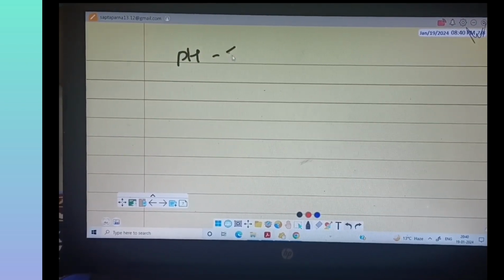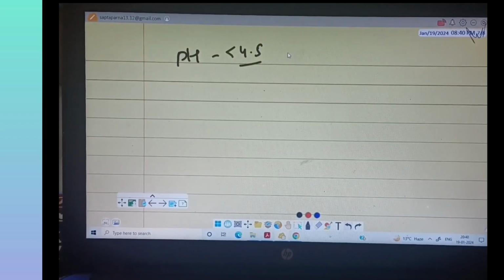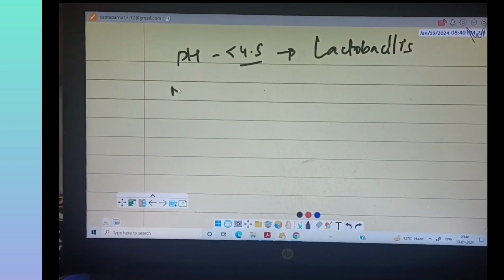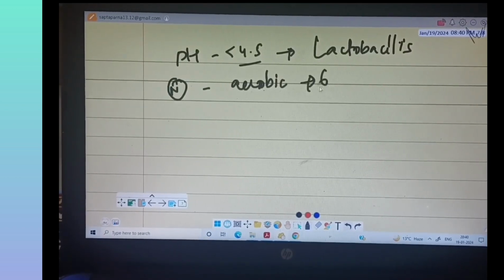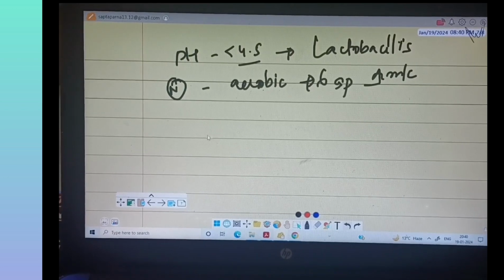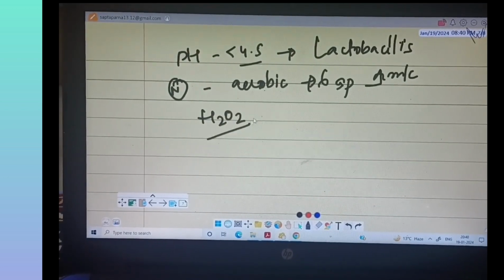The normal vaginal pH is less than 4.5. Why less than 4.5? Because of lactic acid producing bacilli, lactobacillus. Now, normal vaginal flora is predominantly aerobic in nature. There are mainly 6 different species, out of which the most common is lactobacillus. Now this lactobacillus is hydrogen peroxide producing.